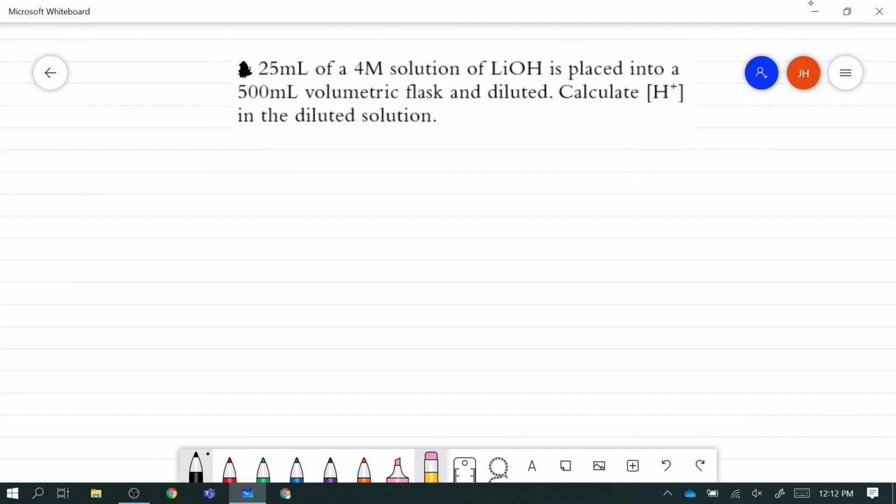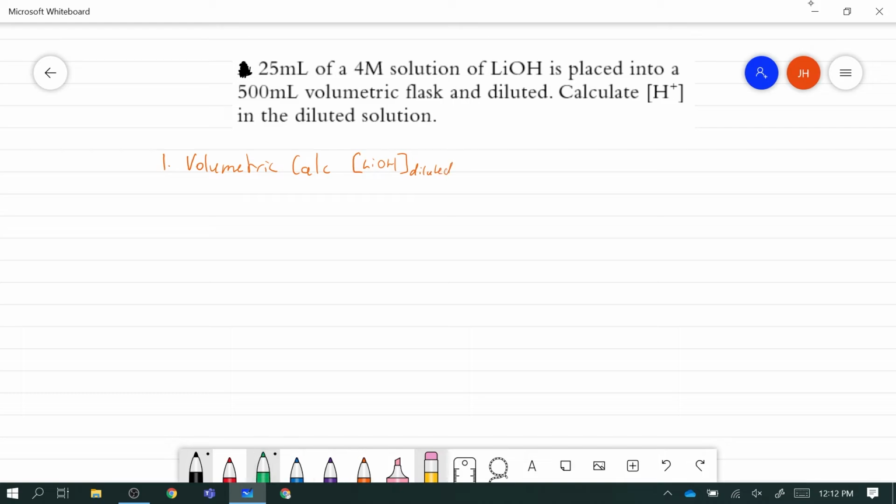In our second question, instead of an evaporation, we are going to be calculating for a dilution. We have 25 mL of a 4 molar solution of lithium hydroxide. That's being placed into a 500 mL volumetric flask and diluted. We're being asked to calculate the hydrogen ion concentration of the diluted solution. So again, we're working with a volumetric calculation. That's step number 1. By doing that calculation, we should be able to take the concentration of the original solution and find the concentration of the lithium hydroxide solution when diluted.